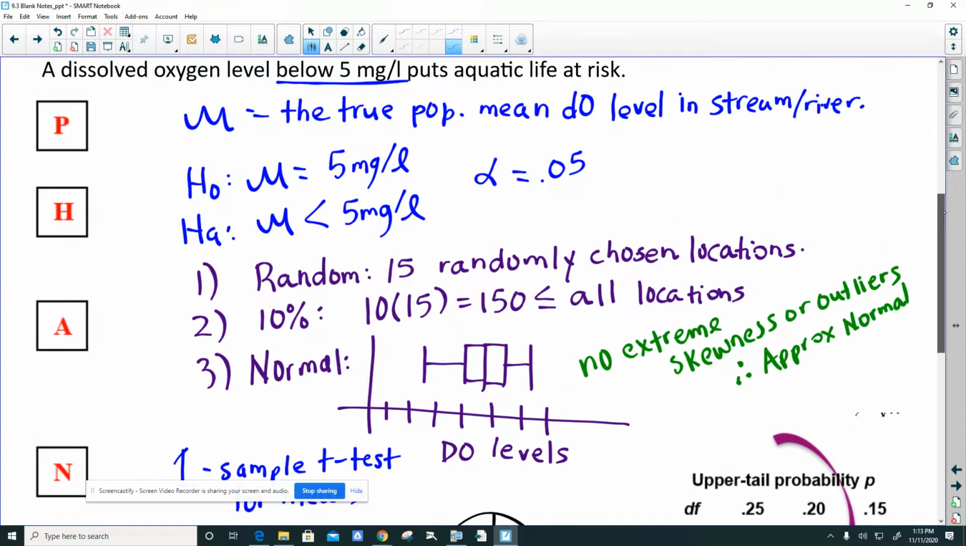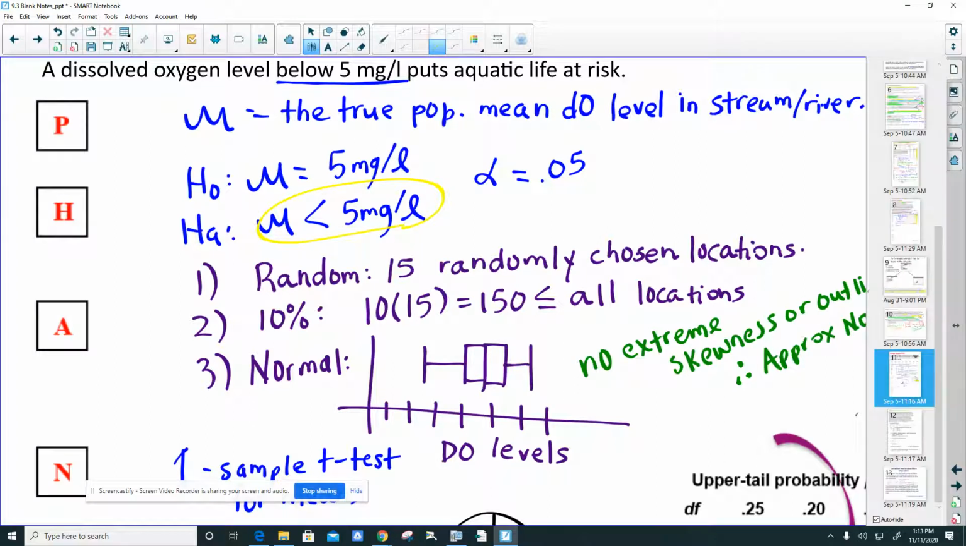Our final conclusion would be then that we do not have convincing evidence that the true population mean DO levels in the stream or river is less than 5 milligrams per liter. Okay? Meaning it feels like maybe the aquatic life is not at risk. All right, hopefully that calculator feature is working out great for you.